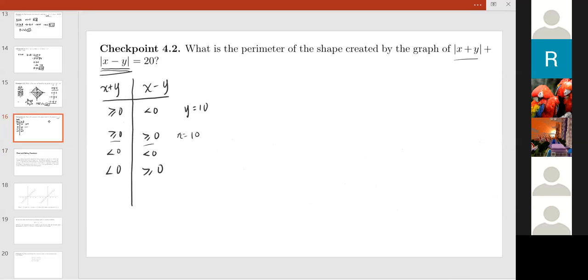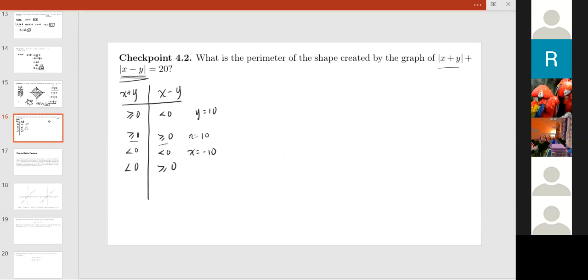So in the next case, we have negative of x plus y, and then minus of x minus y. This is equal to 20. We get a minus x and a minus x, and then we get a minus y and a plus y. So this is negative 2x is equal to 20. So we get x is equal to negative 10 from this case. Finally, for this last case, we get negative of x plus y, then plus x minus y equals 20. So we get negative 2y is 20, or y is equal to negative 10.